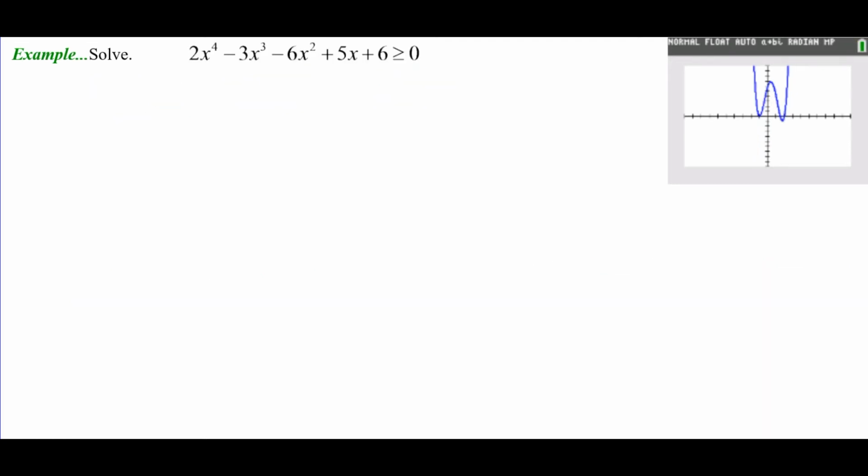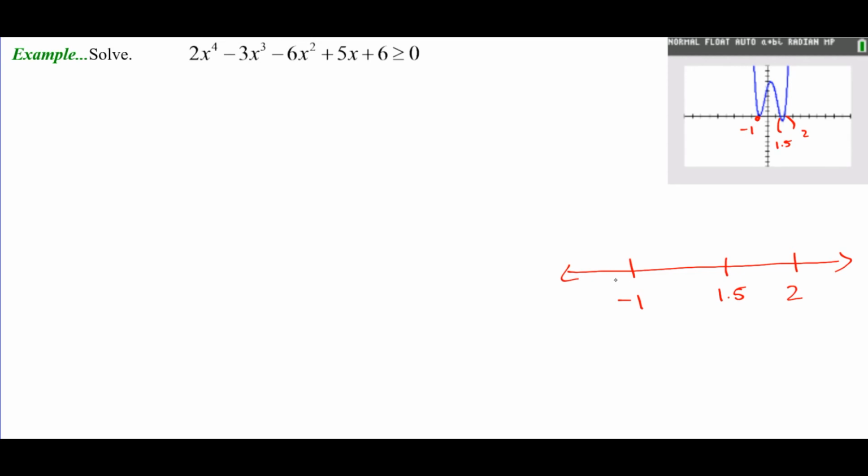All right, in this example, we're starting with standard form. So we either would have to factor that, which looks like it would be a lot of work, or we can just graph this and get our zeros from the graph. From the graph, we should get that this is -1, this is 1.5, and this is 2. So again, I'm going to make my number line, put my critical values on it. So I have -1, 1.5, and 2.